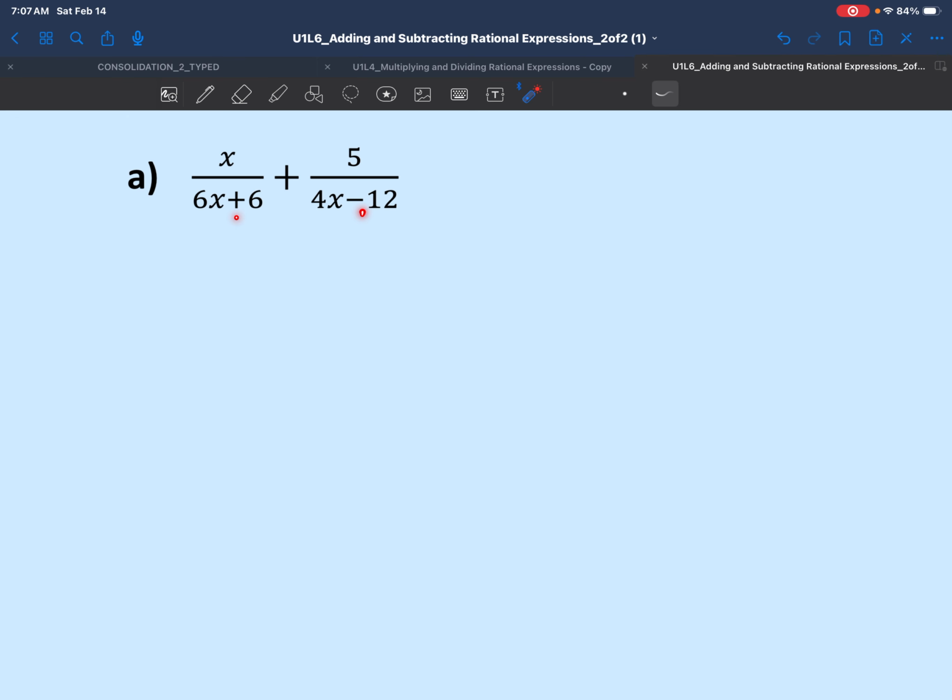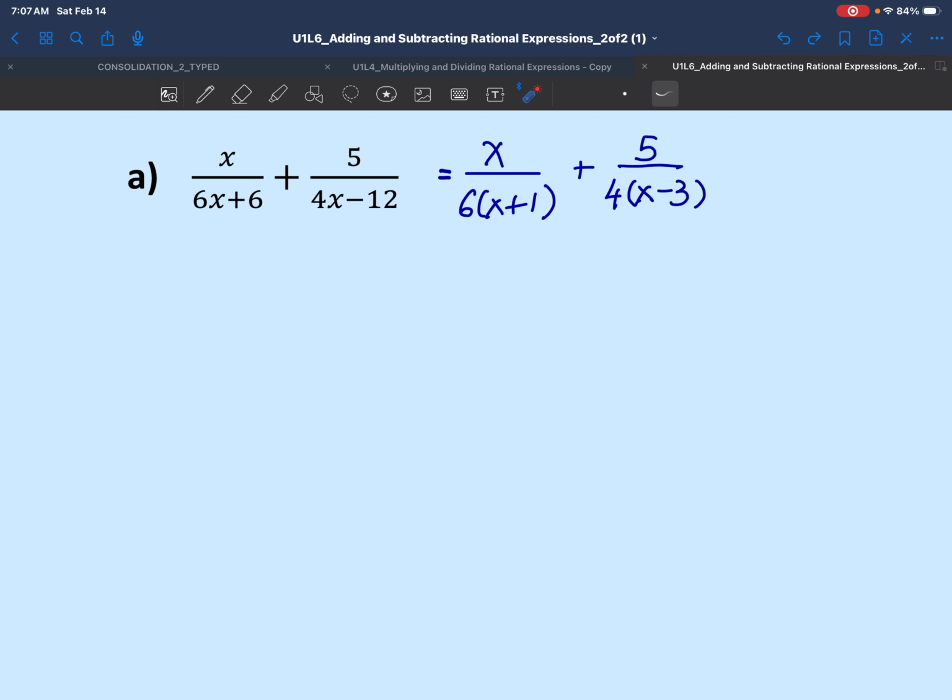And for this, we'll start off by factoring each denominator. So in our case, 6x plus 6 will factor into 6 times x plus 1. And 4x minus 12 will factor into 4 times x minus 3.